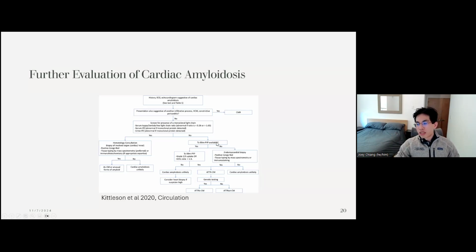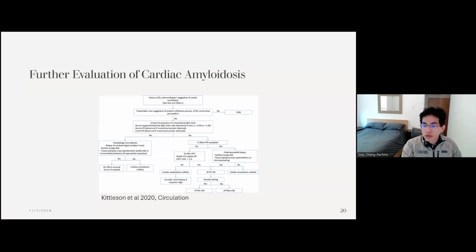PYP scan, this is quite useful in assessing for the possibility of ATTR amyloidosis. If that in and of itself is positive and available, then you can clinch a diagnosis of ATTR cardiomyopathy. If not, you can also do an endomyocardial biopsy and then do some staining on it and get to the same conclusion as well.